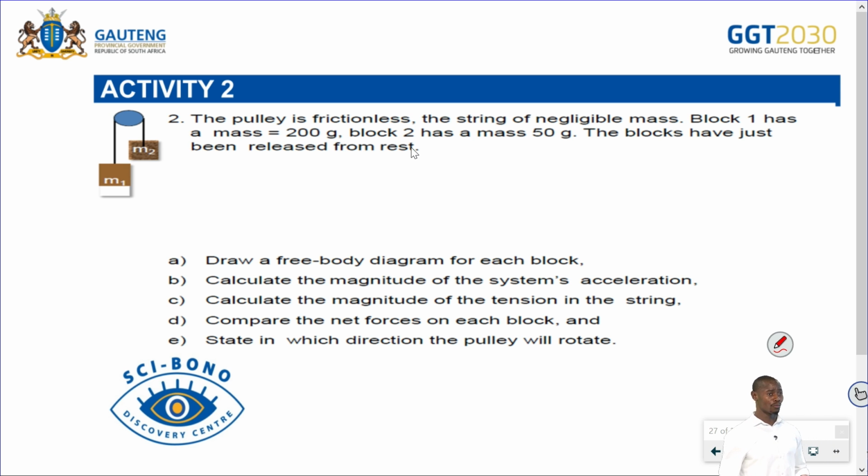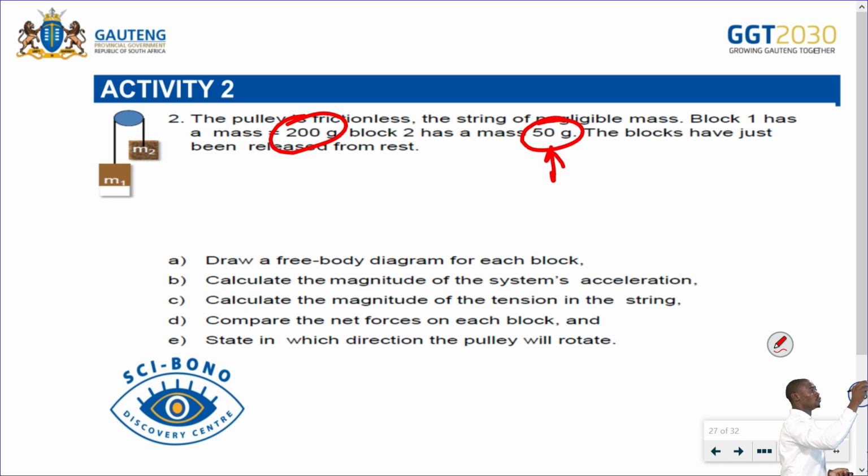So another one, it's a two-body system. Again, it's a two-body system. The pulley is frictionless. The string is of negligible mass. Block 1 has a mass of 200 grams and block 2 has 50 grams. First thing that you need to do, you change this to kilograms, because mass should be in what? In kilograms.